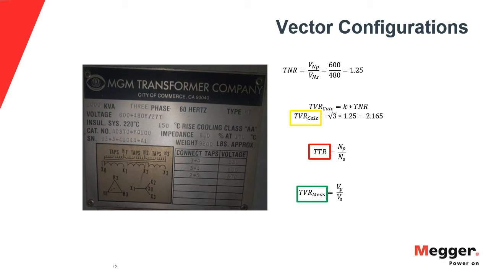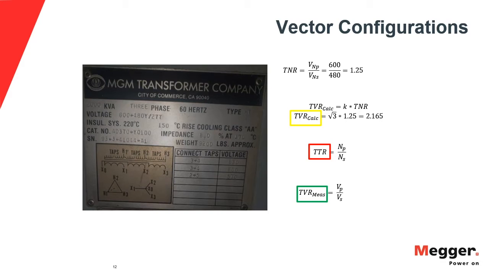So let's do a quick, easy example. I know this is pretty simple, but again, I want to make sure that we are all on the same page in regards to this calculation. So I have a nameplate here for a simple D1N1 transformer: 600 volts on the primary, 480 volts on the secondary. So my initial nameplate ratio, 600 divided by 480, equals 1.25. I go to my table.